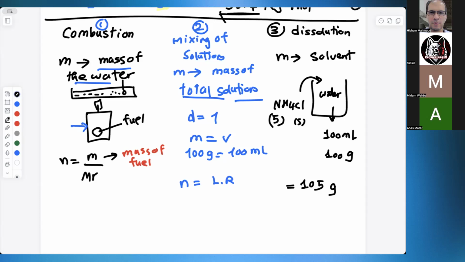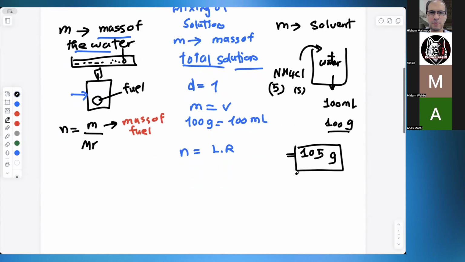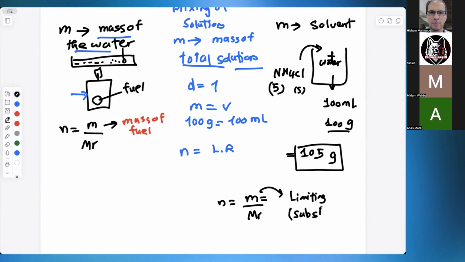So I have two options. Either the substance will dissolve and the solvent volume or mass will not change, so I will keep it 100 grams. Or if I dissolve the substance and its mass changes, then I have to use the new mass or the new volume after the dissolution. So this is the first mass. What is the second mass? The second mass that's used to be divided by the molar mass to find the N. This time it is the mass of the limiting reagent. And the limiting reagent is the substance dissolved, or the solute.